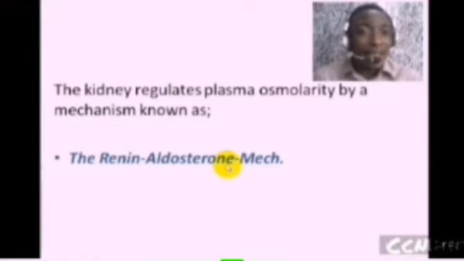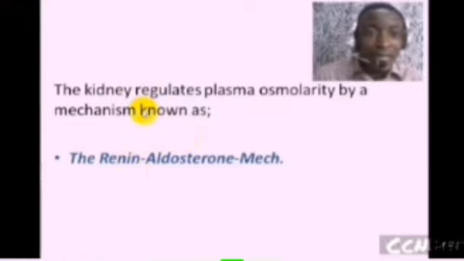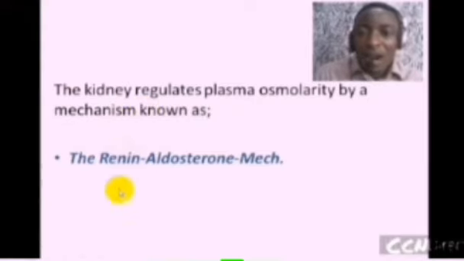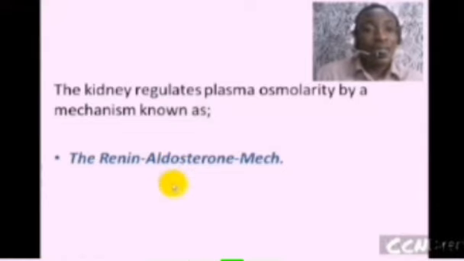When this happens, the low sodium ion in the blood, or the hypoosmolarity, is immediately reversed back to normal. Conversely, when there is hyperosmolarity, this renin-aldosterone mechanism is immediately inhibited. So renin is not secreted by the kidney because the sodium ions in the blood at that time are in excess. If renin is not secreted, the secretion of aldosterone is also inhibited. So there is no conservation of sodium ions. Instead, there will be excretion of the excess sodium ion, which will now return the excess sodium ion in the blood to normal.